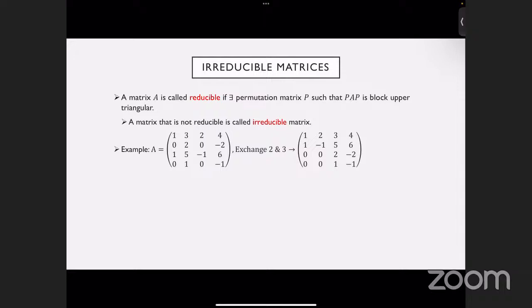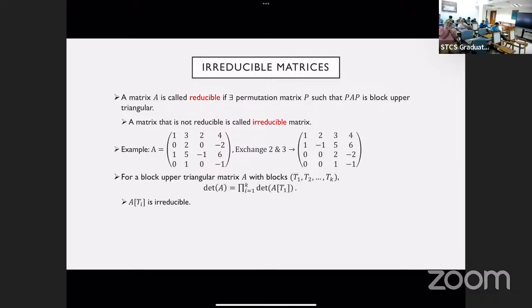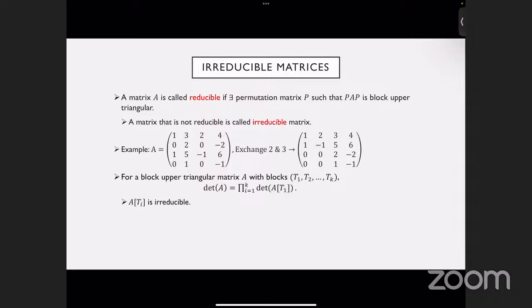Now, if we exchange the second row and column with the third row and column of A, we get the following matrix, which is block upper triangular. For a block upper triangular matrix A, whose index set is partitioned into, say, T1 through Tk, such that the blocks are AT1, AT2, and so on, its determinant can be written as a product of these blocks, and now all these blocks will be irreducible.